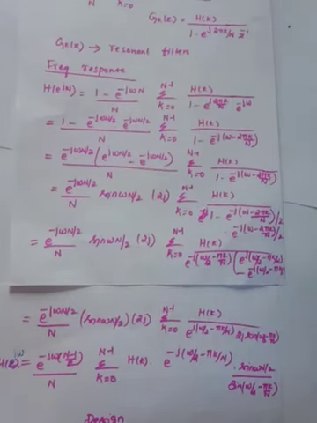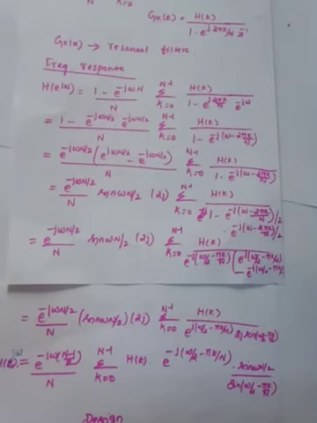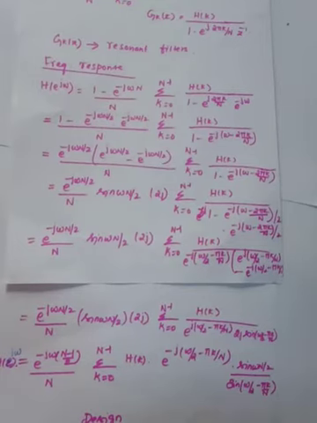Now they will give Hd of e power j omega. We need to sample it by substituting some values of k. Then we need to find h of n. After we find h of n, we need to find the transfer function. After finding the transfer function, we are going to find the frequency response. Now we will see the design steps.